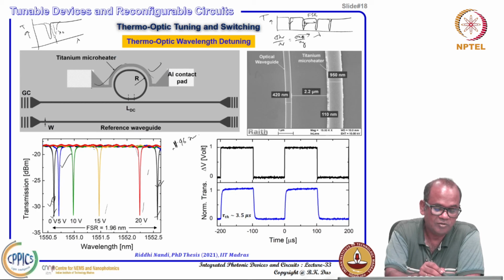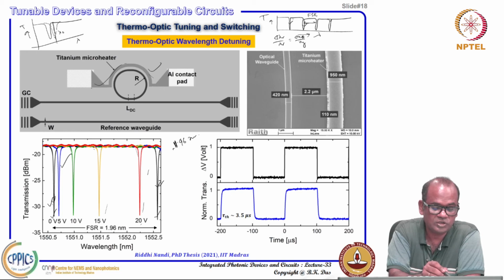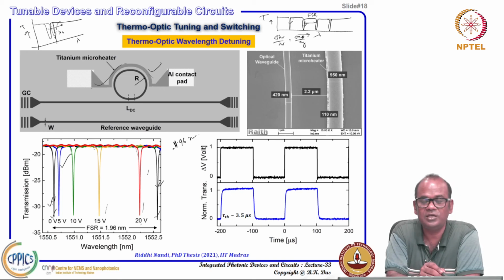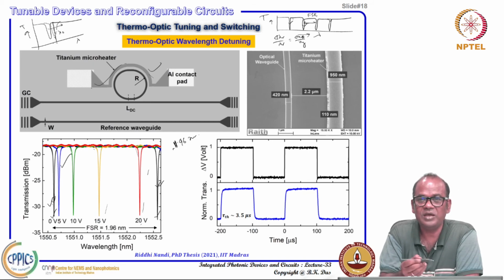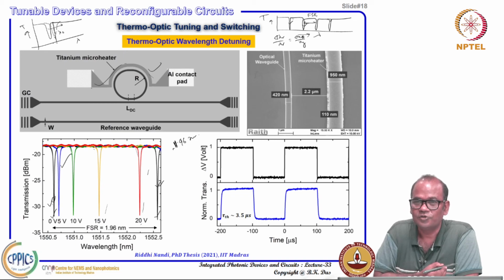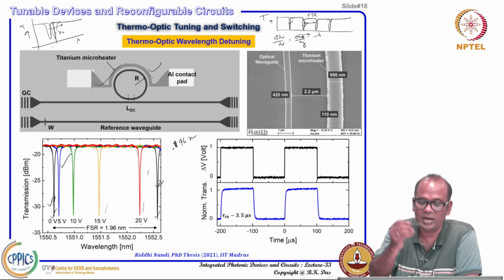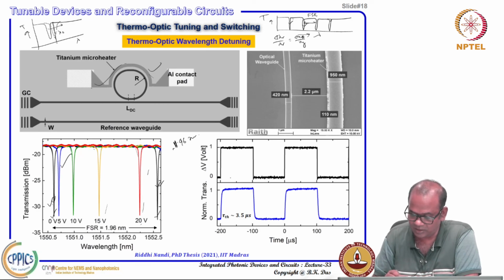Originally your laser light would see high transmission, but whenever your resonance is tuned this side, it will see low transmission. That means you can get a certain kind of intensity modulation, intensity switching. That means you can make the laser on and off, high and low. So that is what has been shown.